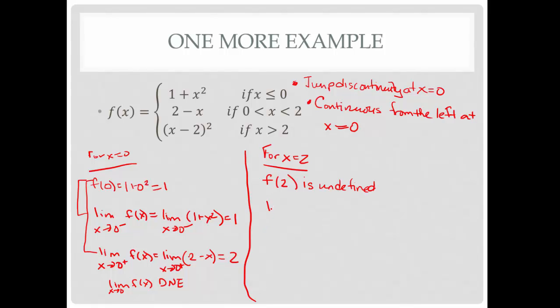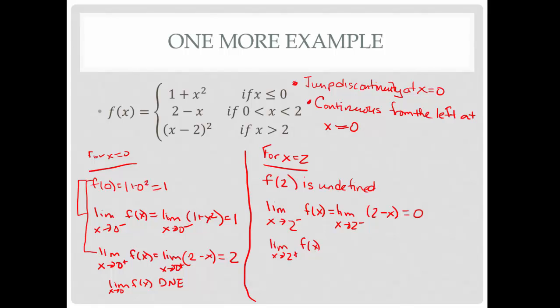So we look at the limit as x approaches 2 from the left on the function. As x approaches 2 from the left, you're coming at 2 from numbers slightly smaller than 2. Slightly smaller than 2 is going to be the 2 minus x piece. So the limit as x approaches 2 from the left on 2 minus x, that is a polynomial and therefore is eligible for direct substitution. So that's 0.